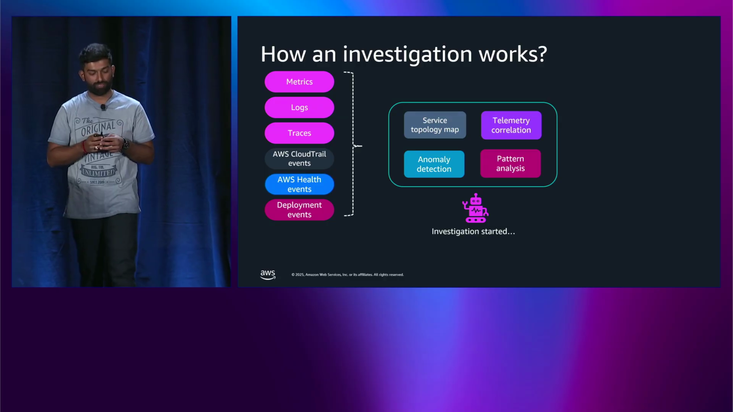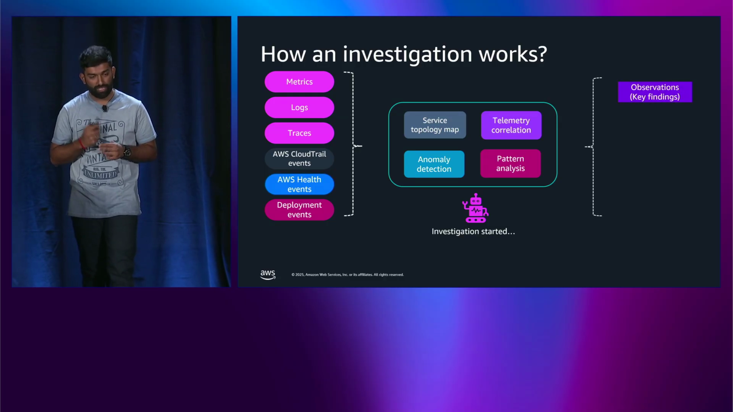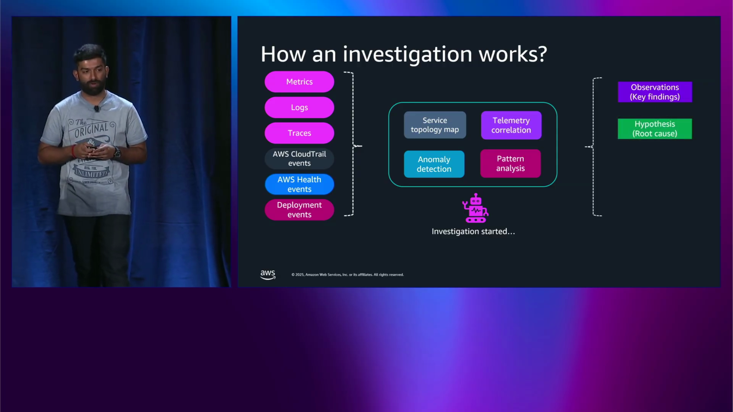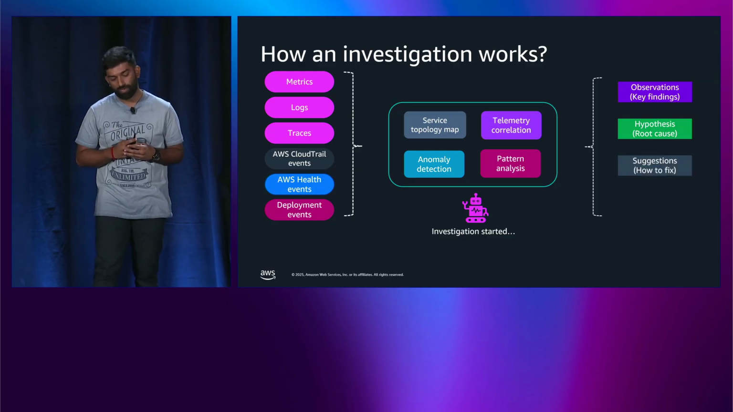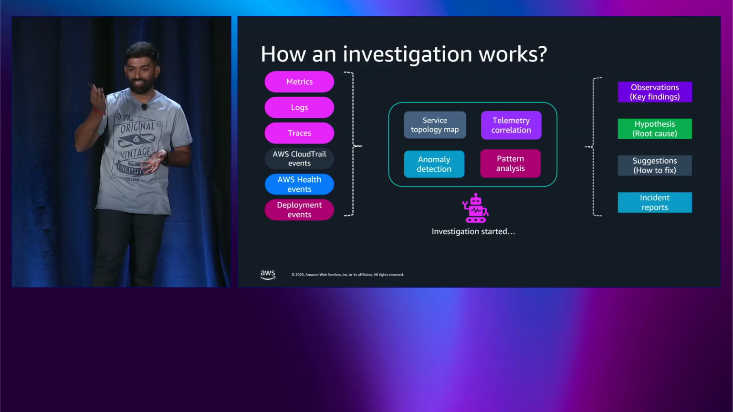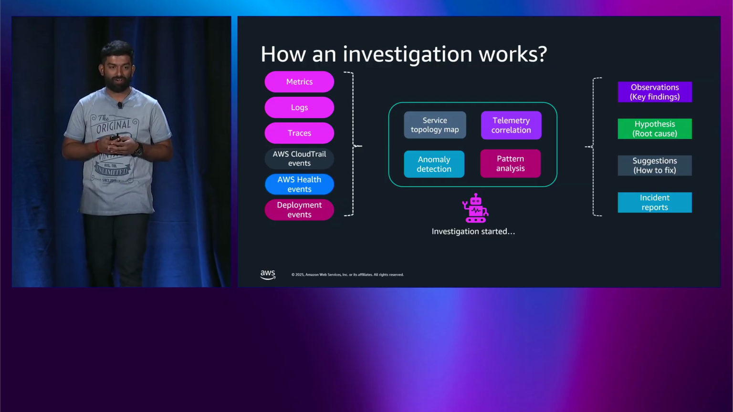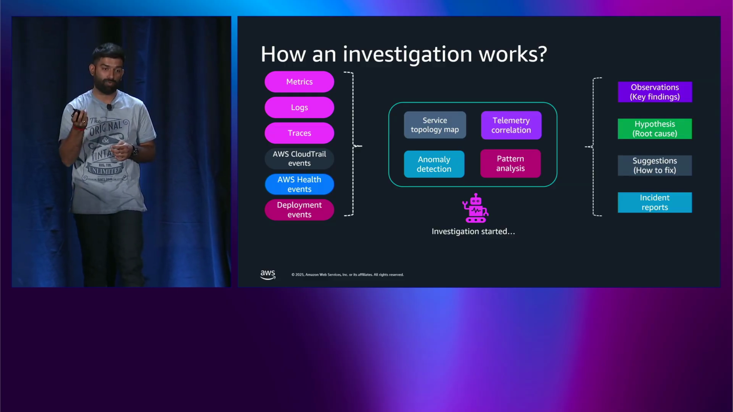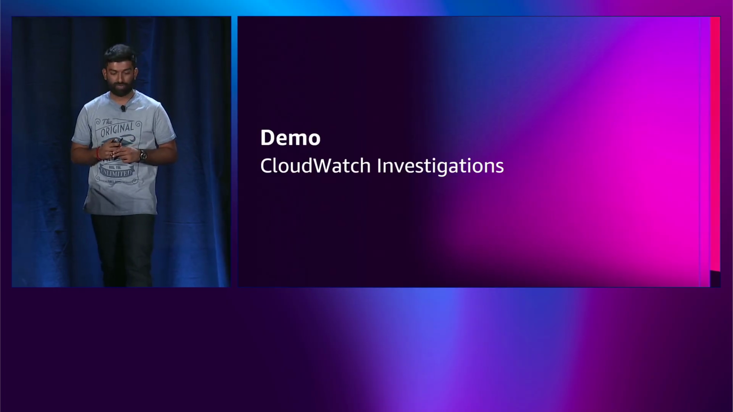Once the entire process is completed, you will start to get the observations or key findings. Based on that, the AI agent will create the hypothesis, which is actually the root cause analysis of what happened and why. And then finally, it also gives you suggestions about how to fix that issue. Once the investigation is completed, generally we go and write down the detailed incident report, which is time consuming, and it will take a lot of time to generate that kind of report. So it also gives you an option to generate an incident report in standard format, right? So let's try to see that in action with a demo.